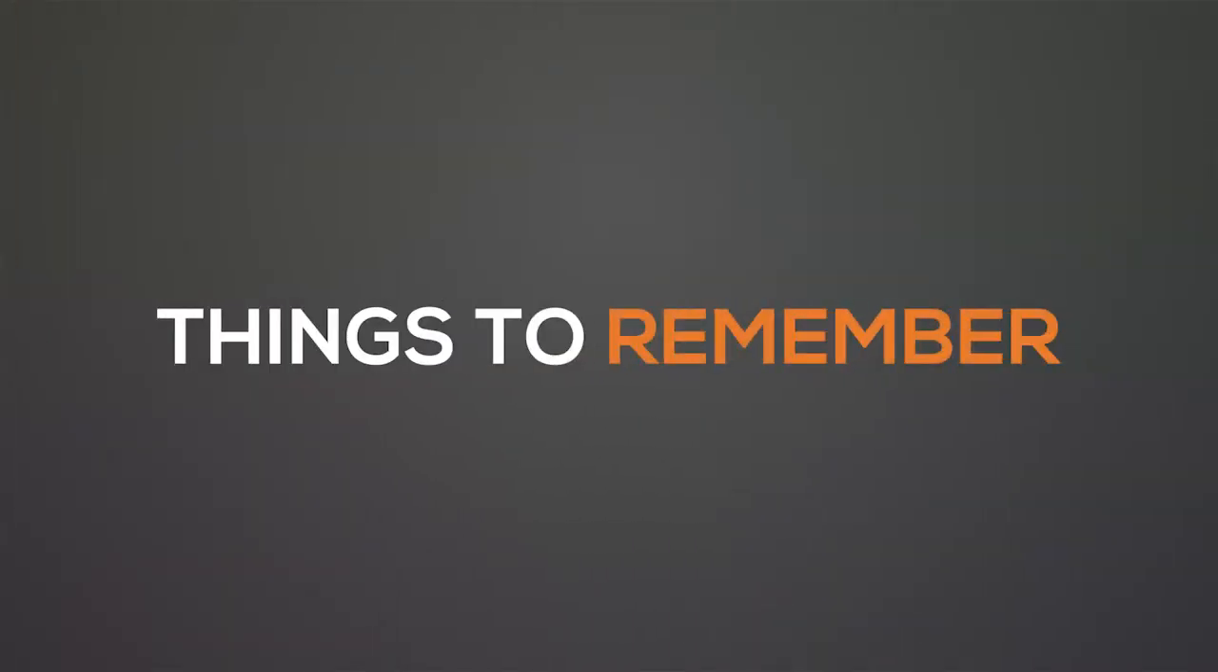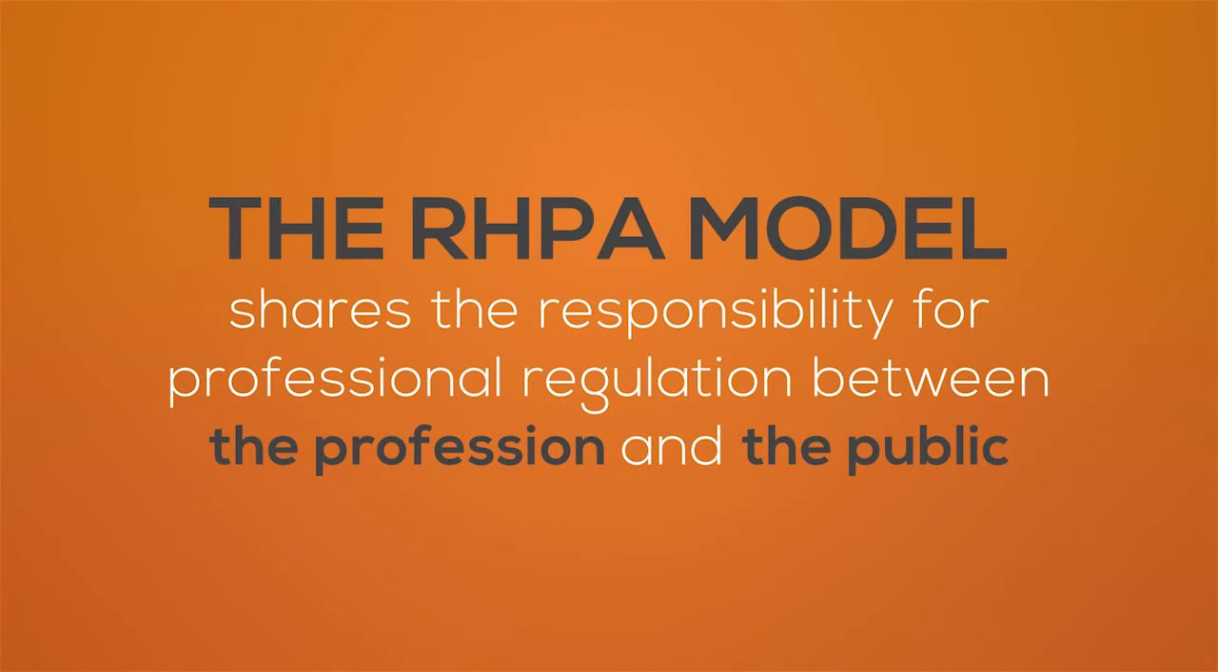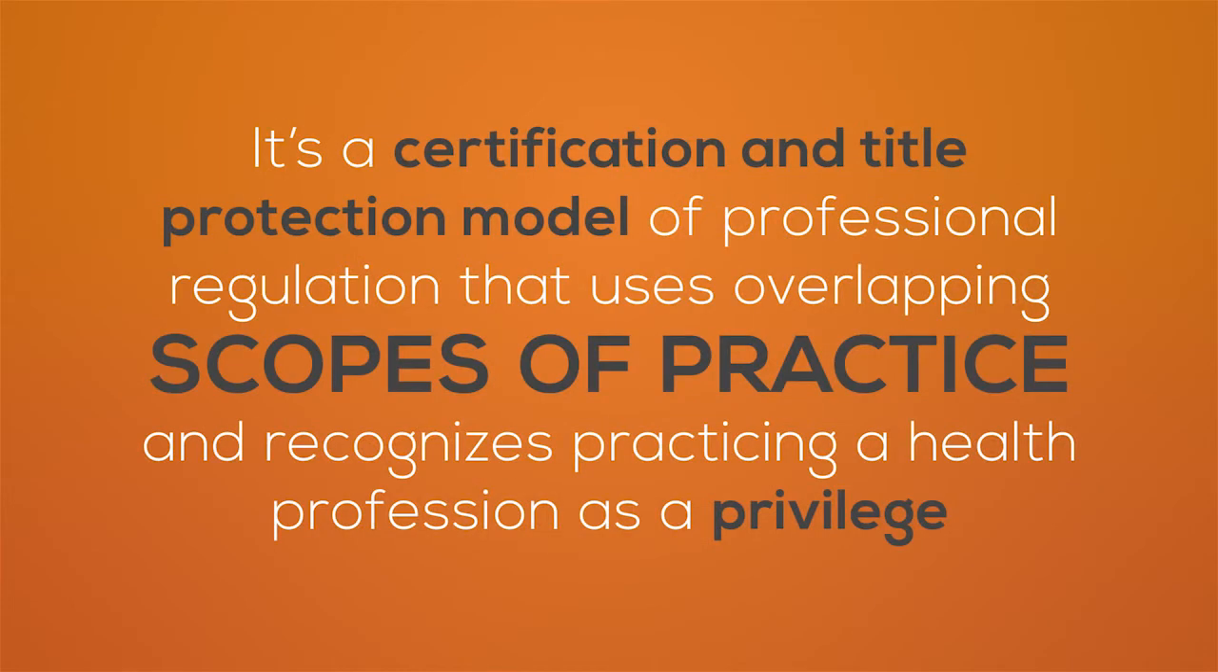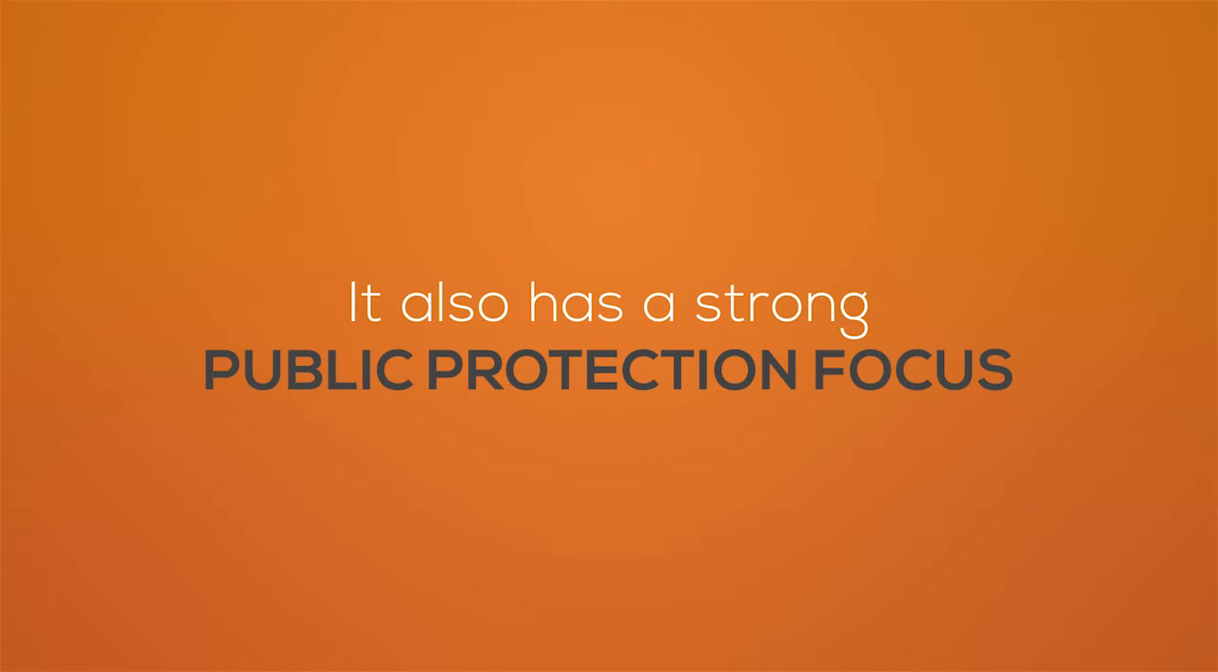And this brings us to the end of understanding the Regulated Health Professions Act. Before we wrap up, I'd like to highlight some of the key things you should remember about the RHPA model. The RHPA model shares the responsibility for professional regulation between the profession and the public. It's a certification and title protection model of professional regulation that uses overlapping scopes of practice and recognizes practicing a health profession as a privilege. It also has a strong public protection focus.